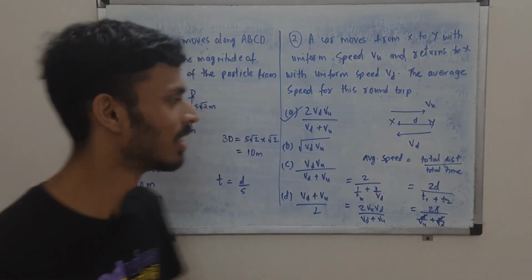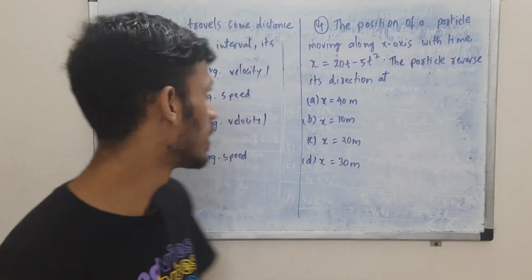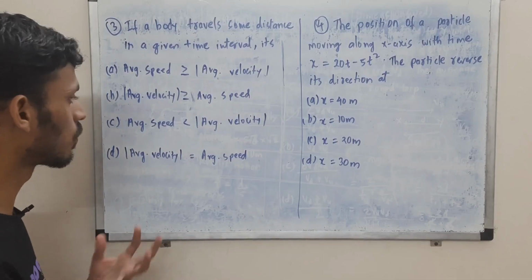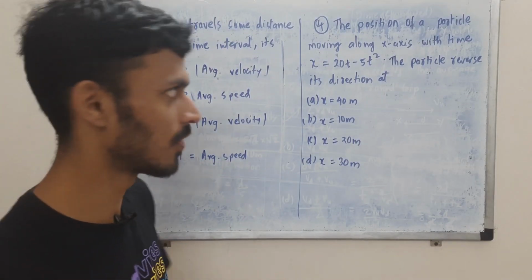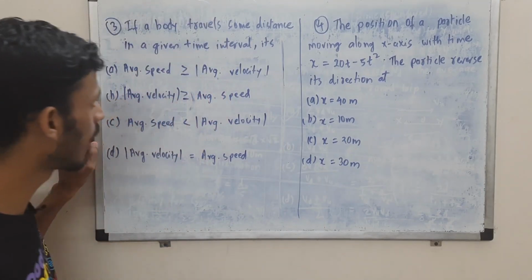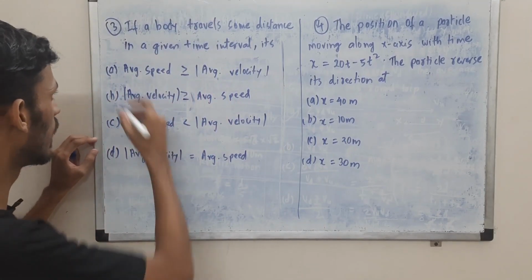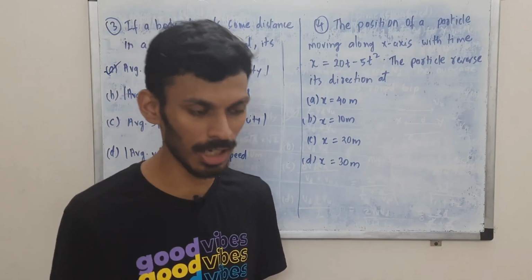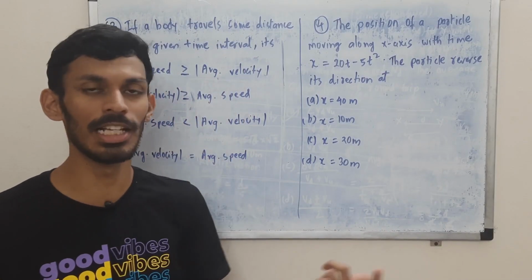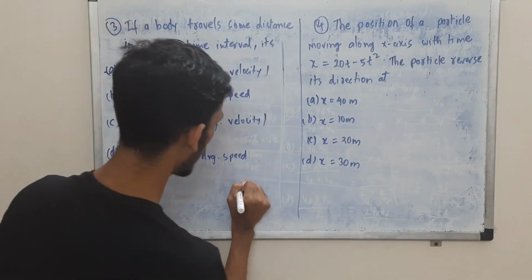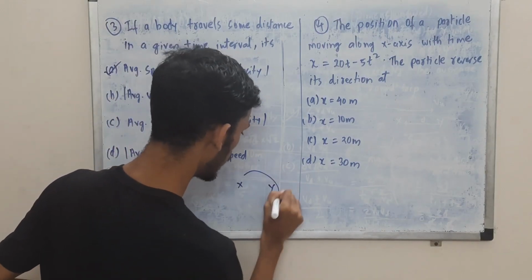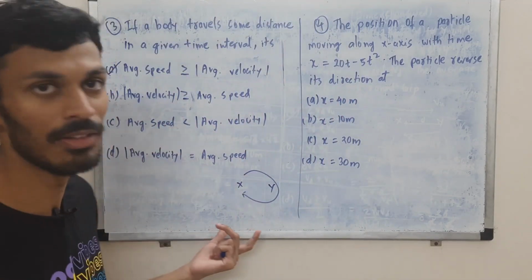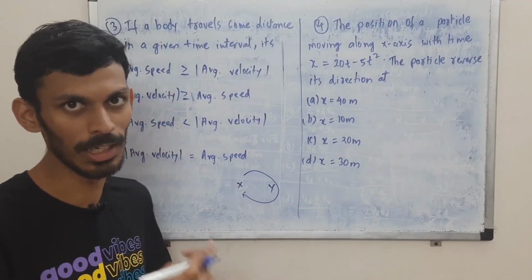Over to the next question. So question 3 and 4 over here. In question 3 we are asked, if a body travels some distance in a given interval of time, to find the relation between average speed and average velocity. You can clearly see that average speed will always be greater than or equal to average velocity. Average speed is total distance upon time taken, whereas average velocity is total displacement upon time taken. If you start from x and come back to x, the displacement will be 0, so average velocity will be 0. Average speed will not be 0. The distance will be d, 2d.